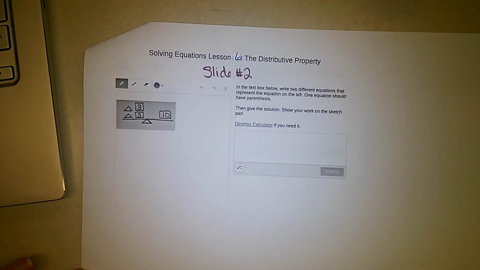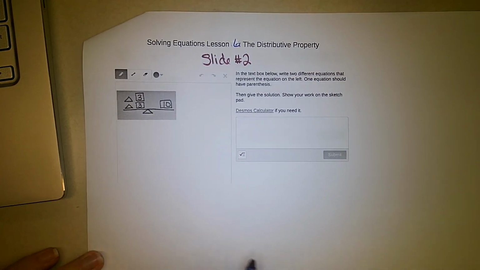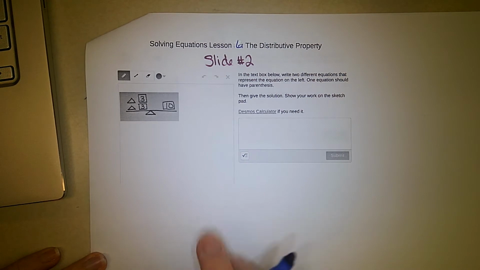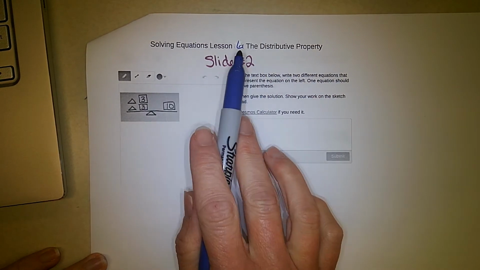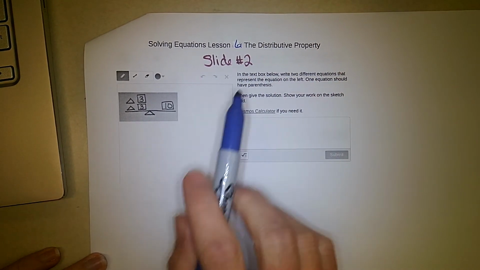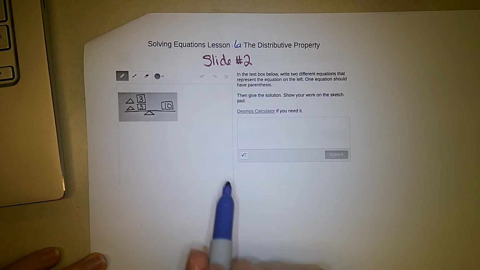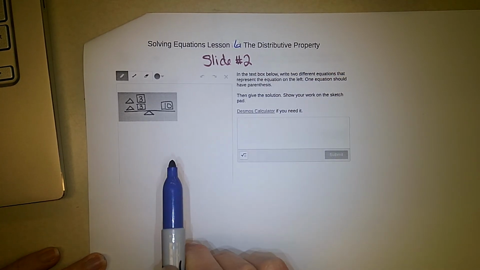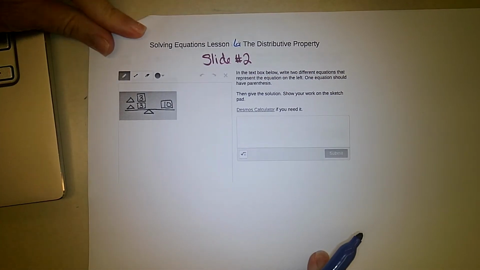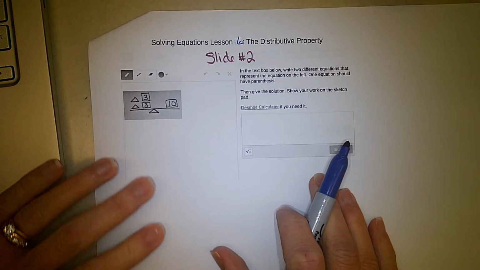Well, hey everybody. If you're watching this video, you either missed the Google Meet when we talked about solving equations lesson number 6 in Desmos, which goes over the distributive property, or you forgot how to do it and you're coming for a refresher. So here's how this works.